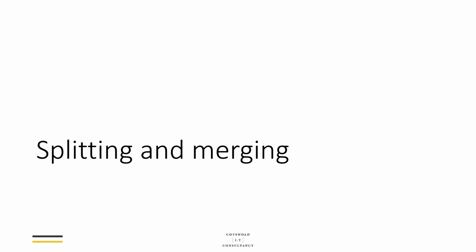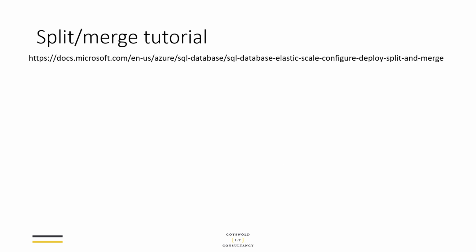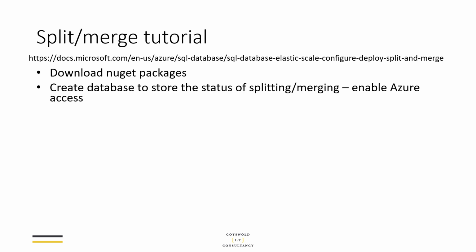There are obviously some concerns about data integrity during the operation of splitting and merging. They're all mentioned in the documentation, so you can find out about that, but you need to think about it. If you need to do this, I'm just going to give you the overall list of things. When you set up, you download some NuGet packages. That's where you get the stuff from. You create a database, a status database, which is effectively going to keep track of what's been split and what's been merged. The service uses that while it's splitting, and it keeps track of what's going on.